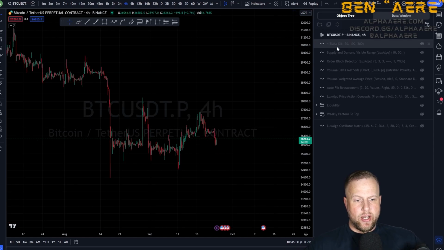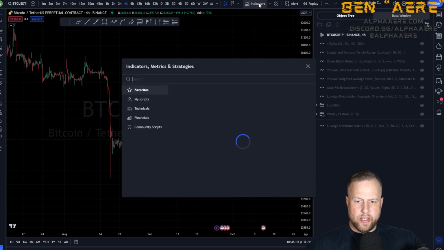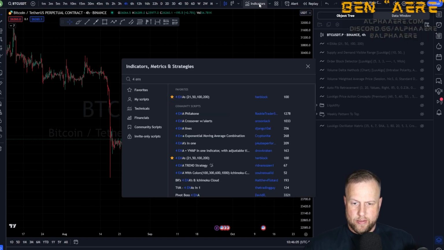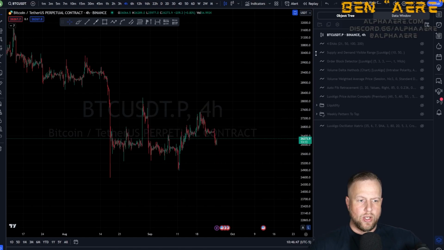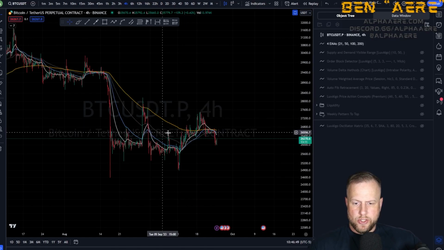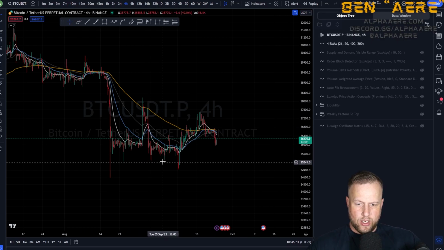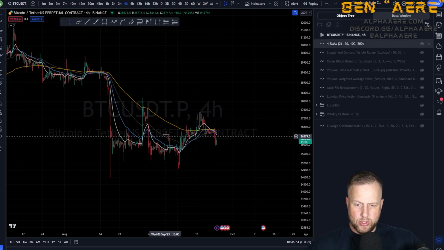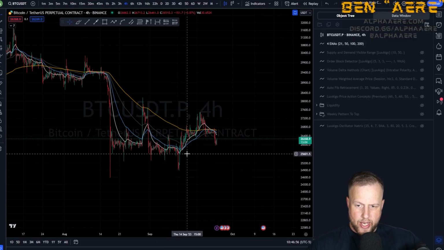The first indicator up is this 4 EMAs indicator. If you just type in 4 EMAs, it'll pop up right there. It gives you the 4 important ones: the 21, the 50, the 100, and the 200. So go ahead and throw that on there. When it's on there, you can change the colors to whatever you want, but this is my color pattern: 200 up top, 21 below, 100, and the 50 there as well.